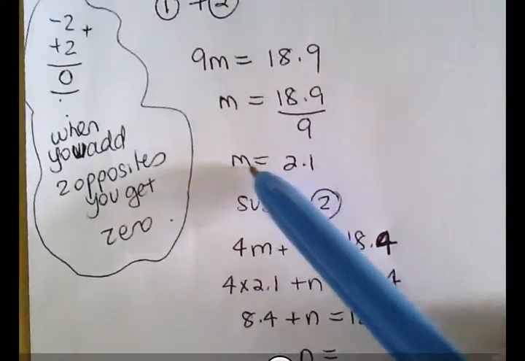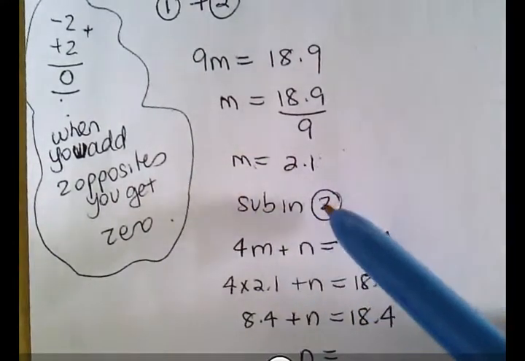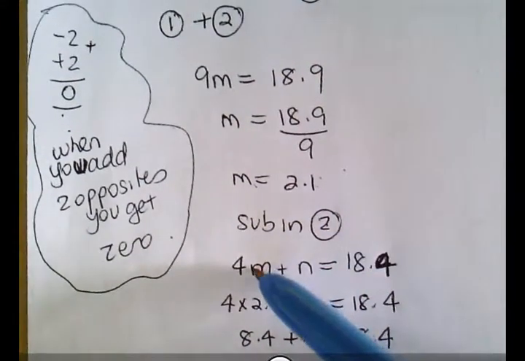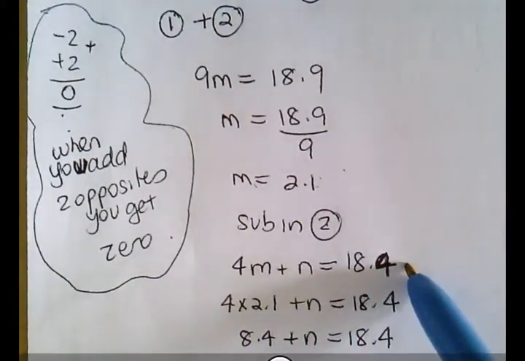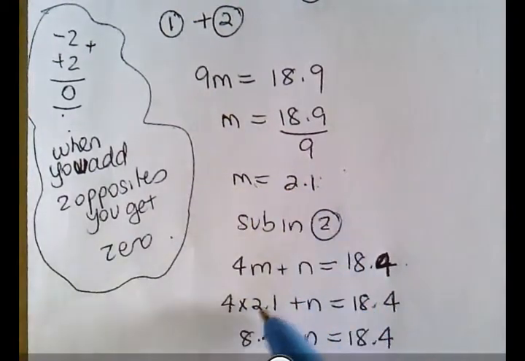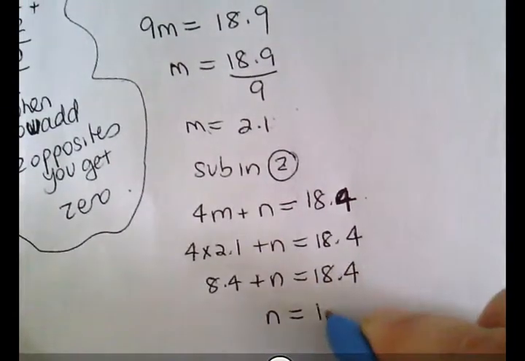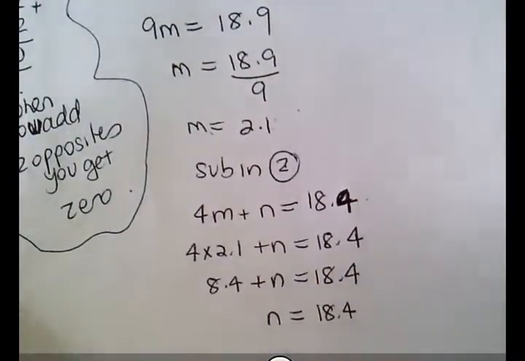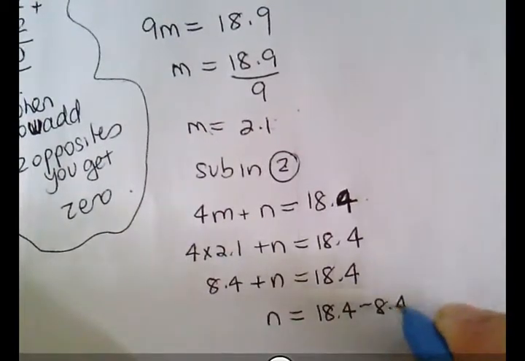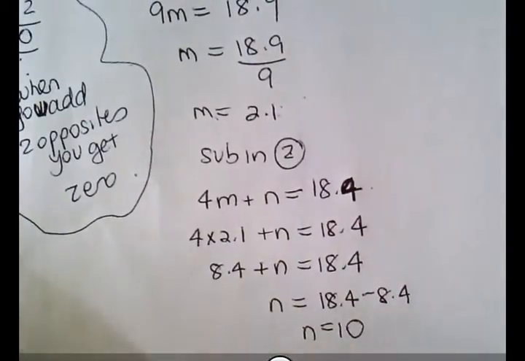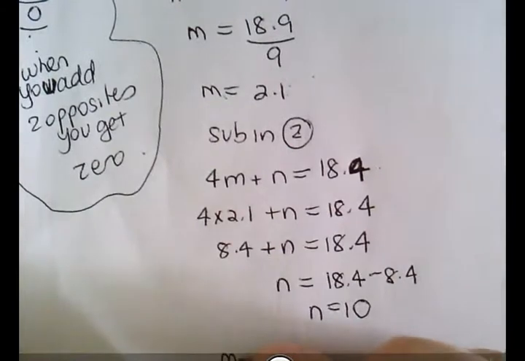Okay, coming back. Once we worked out m is 2.1, we substitute that into equation 2. We replace the m with a 2.1. 4 times 2.1 is 8.4. And now to work out n, what do we do? 18.4 plus or take away? Minus 8.4. n is 10. So the solution is m is 2.1 and n is 10.